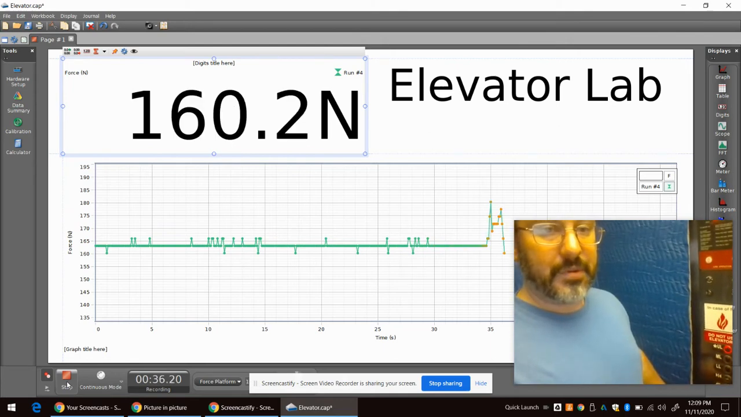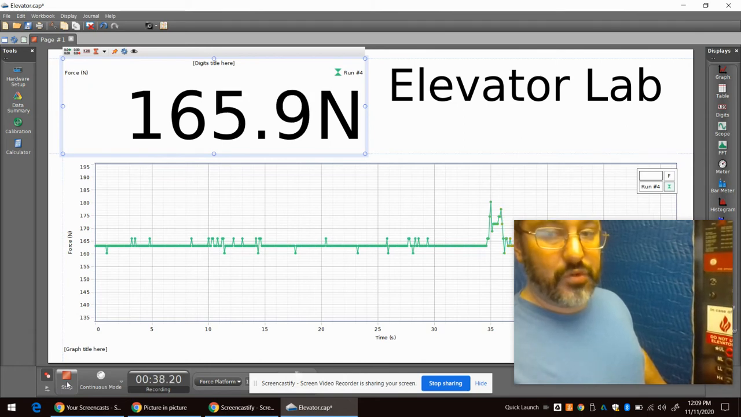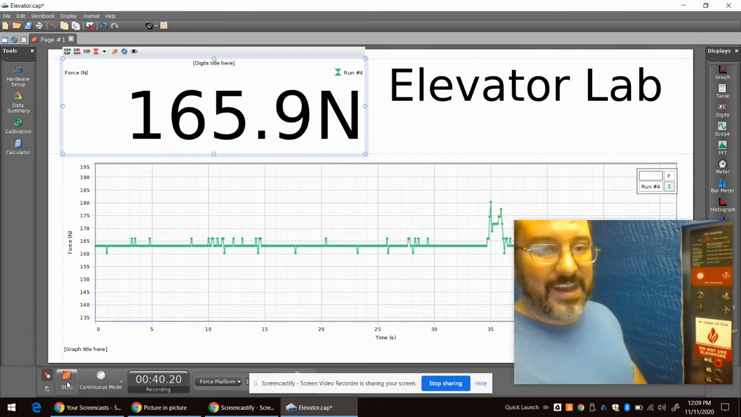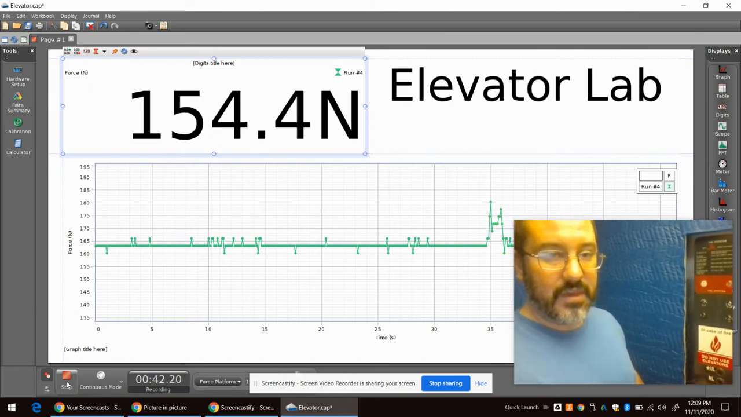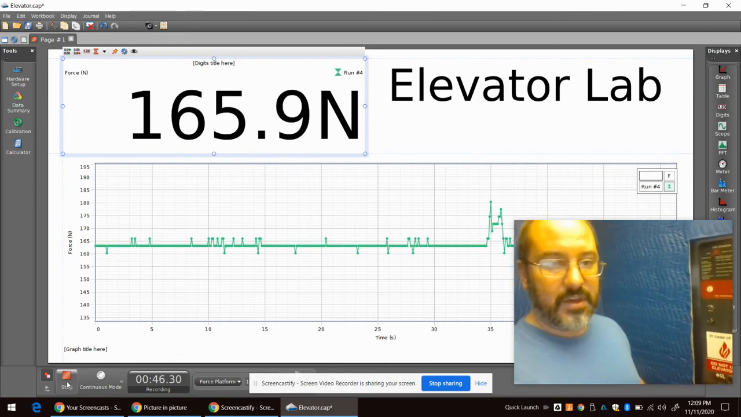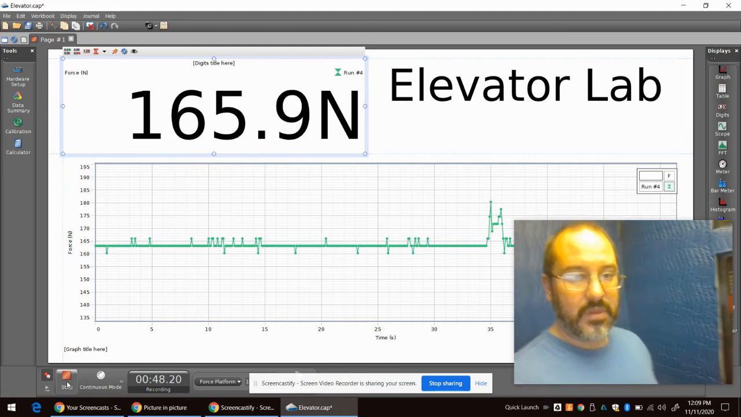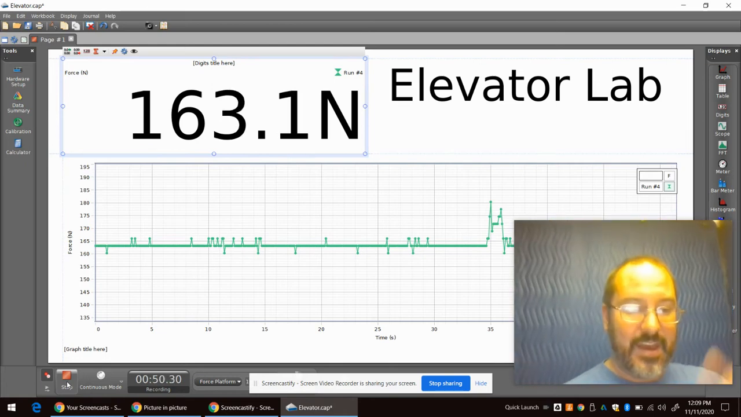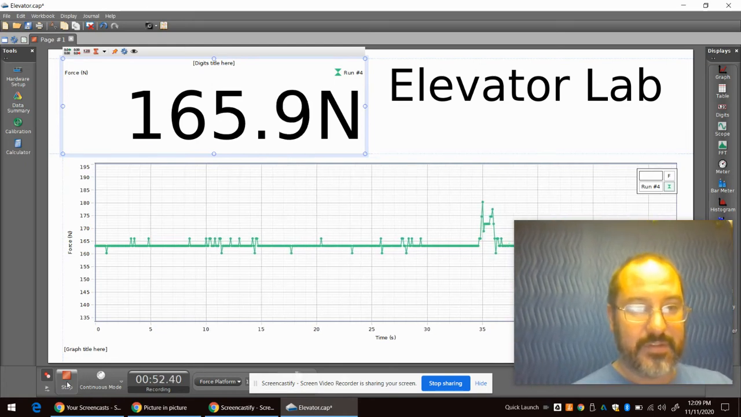There it goes up. Now we're moving. We're still moving up, but at a constant rate. Now we're slowing down, and now we're stopped.